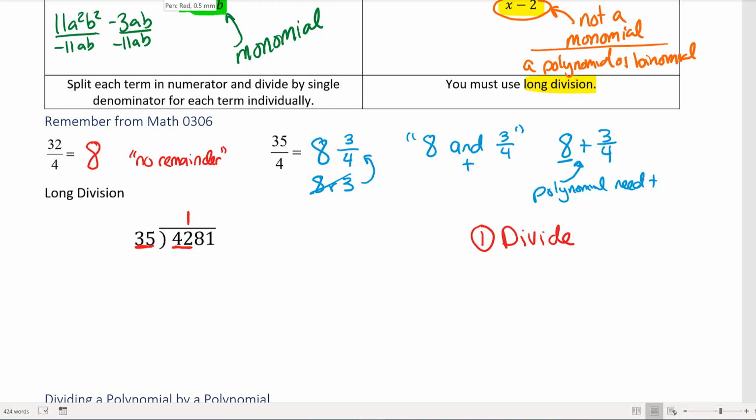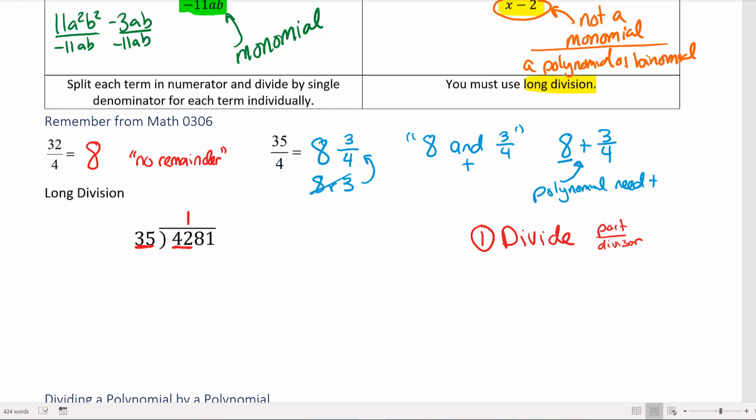Okay? Notice I'm only taking part of it. I'm taking the 42 and dividing it by 35, which we're going to call the divisor. Okay, so I'm only taking part of it and dividing by it. So that was step 1.